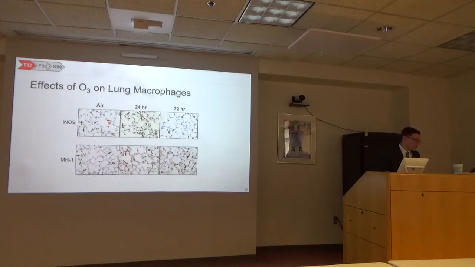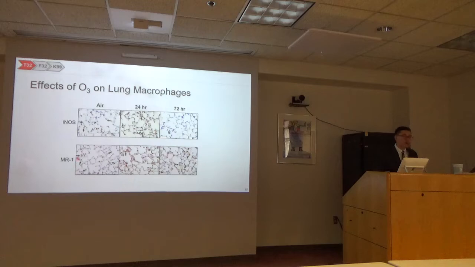If you look at these macrophages, which are demarcated by the arrows, we can see minimal expression of iNOS at baseline, and a really significant increase in the intensity of that brown staining after exposure to ozone, 24 hours after exposure, and then a return to baseline by 72 hours.